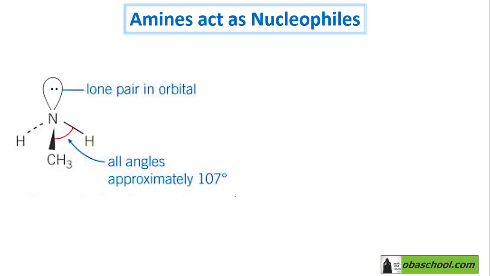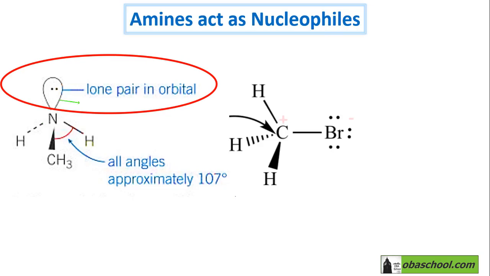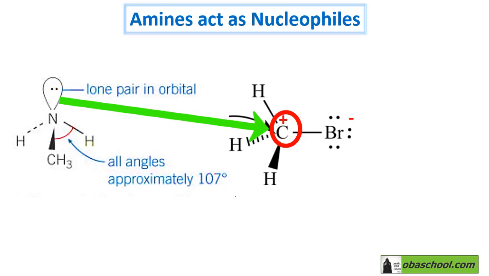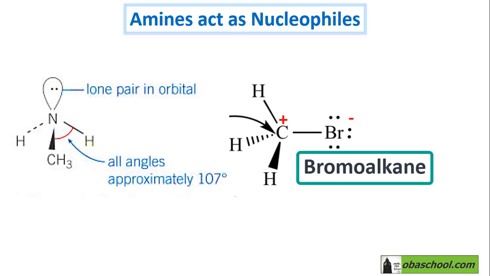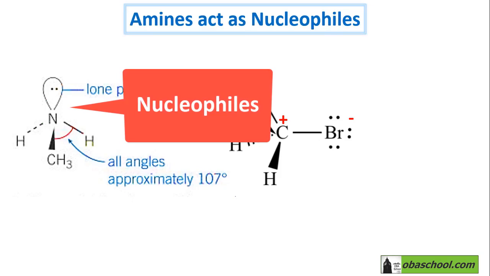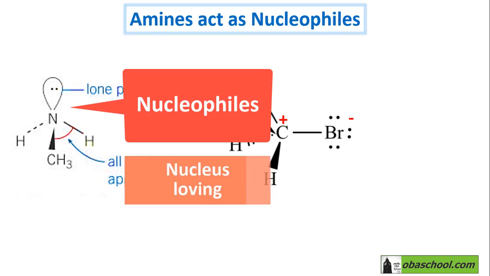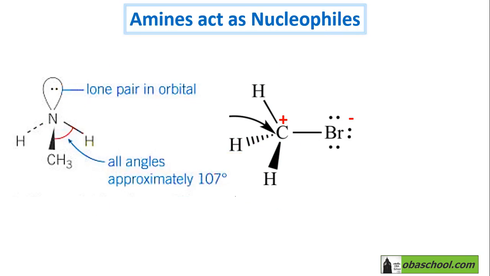Amines act as nucleophiles. Let's discuss this first idea. We have learned that the lone pair of electrons found on ammonia and amines in general will attack the positively charged deficient carbon in such a bromoalkane here. So whenever amines attack a positively charged deficient carbon using their lone pair, they are acting as nucleophiles. What does the word nucleophile mean? Nucleophile means nucleus loving. They love attacking positive nuclei of other atoms.